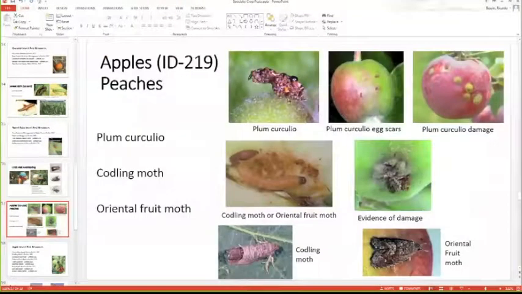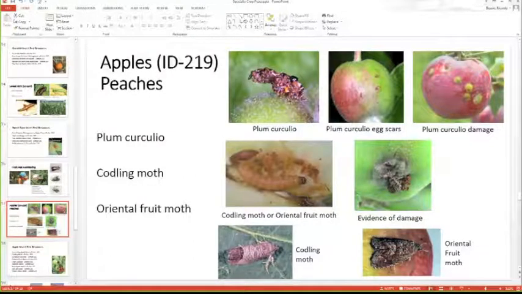So let me start with peaches and apples, some of our key pests. The three that we really design our spray programs around in apples would be plum curculio, codling moth, and Oriental fruit moth. And plum curculio has a single generation per year. They emerge, they mate, and then when the apples and peaches are very small, the female cuts these little crescent-shaped wounds in which she lays an egg. And so you can see that on the young fruit.